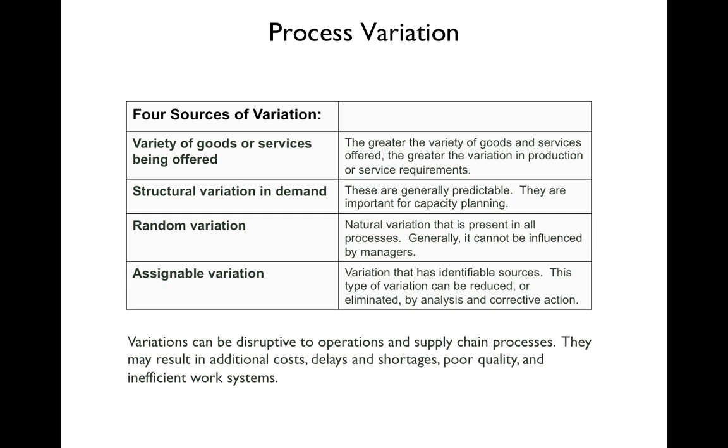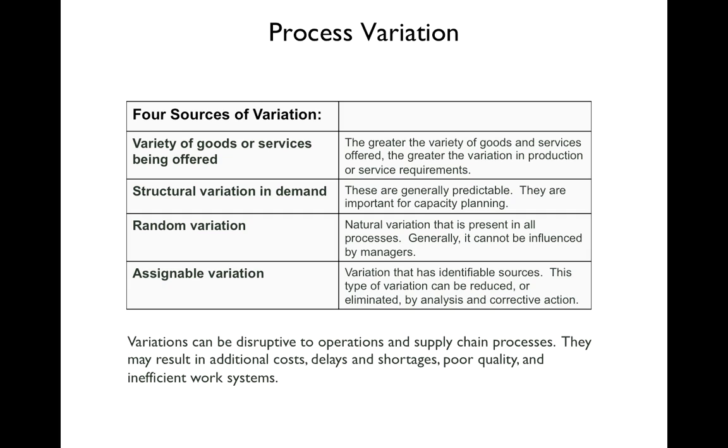And then there's structural variation in demand. These are generally predictable variations. An example is a restaurant. Restaurants have a structural variation. At lunchtime, you have a bunch of people, and at supper, you have a bunch of people, and there's not so many people in between. So those are very predictable. And maybe on Monday night, you don't have very many customers. On Friday night and Saturday night, you may have a whole bunch. Those are examples of structural variation.